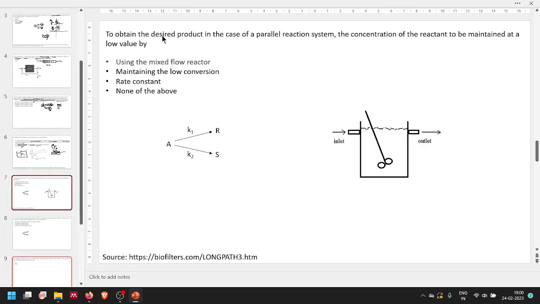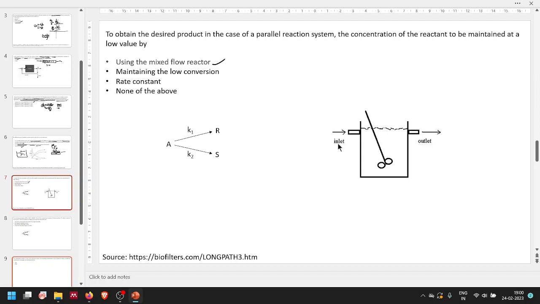Next, we have: to obtain the desired product in case of a parallel reaction system, the concentration of the reactant to be maintained at a low value is done by using a mixed flow reactor, maintaining the low conversion rate constant, or none of the above. So, starting from the first option, what we have here is using a mixed flow reactor.